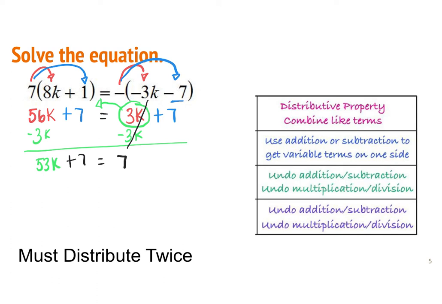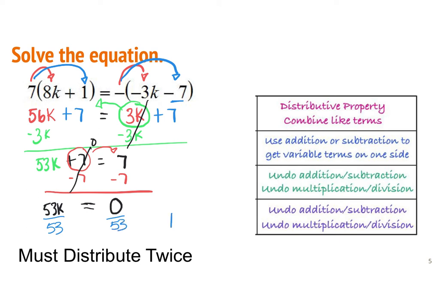Then I want to get my variable group by itself by moving this 7 to the right by doing opposite operation, so minus 7. 53k stays. Positive 7 minus 7 is 0, so we don't need to write it. And then 7 minus 7 is also 0. In this case, I need a number on this right side of the equal sign, so I will put the number 0. When I isolate my variable, I need to divide by 53. 0 divided by anything is just 0, so k must represent the number 0.